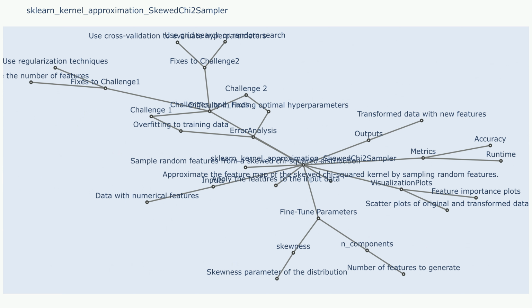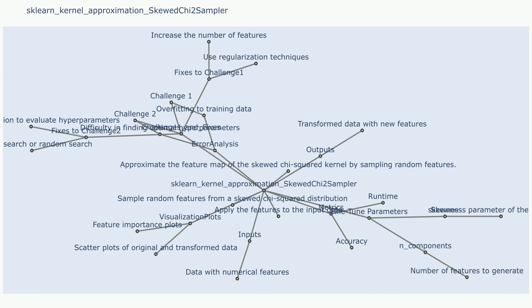Outputs: X new. This is the transformed data, which represents the approximated feature map for the input data. Each row in X new represents the transformed feature vector for the corresponding row in the original input data X.